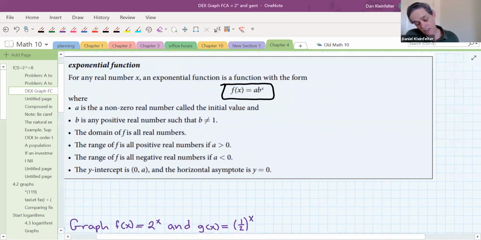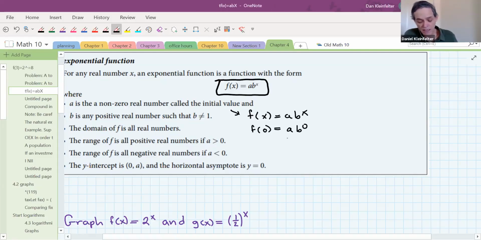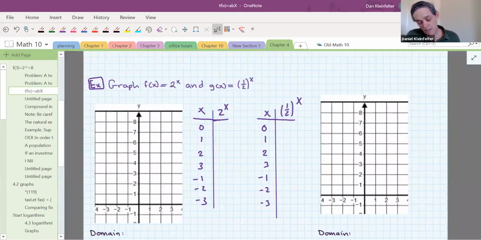Okay, I did want to mention just a tiny bit about the initial value. If you have an exponential function that looks like a b to the x, and you evaluate f of 0, remember the time is going to be our variable here. So at time 0, we'll have a times b raised to the 0 power. b raised to the 0 power is 1, and so we'll just have a. So the value of the function at time 0 is going to be a, which is why a is called the initial value. All right, so what we're going to do next is work on the graphs of these functions just a little bit.